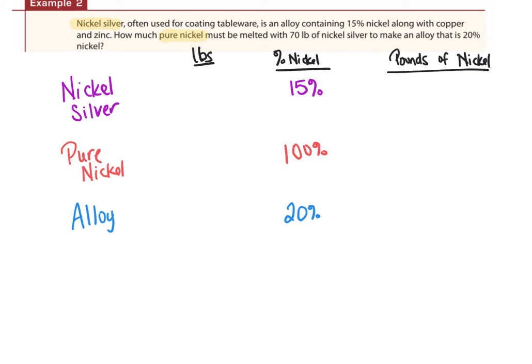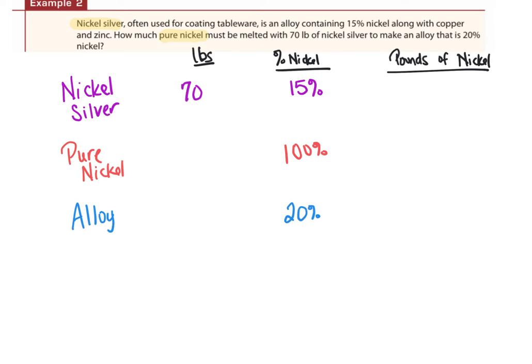All right. So we know our percentages. That's pretty straightforward from the problem. We know our percentages. Now let's go to the amounts. It tells us how much of the pure nickel must be melted with 70 pounds of nickel silver. So what did they just give us in this chart? What did they give us? The pounds of nickel silver. They gave us 70 pounds of nickel silver there, right? So far, so good.